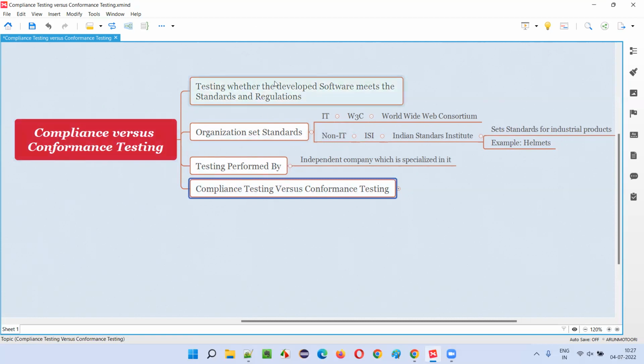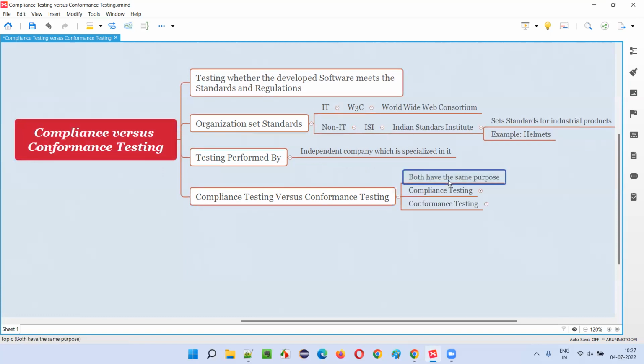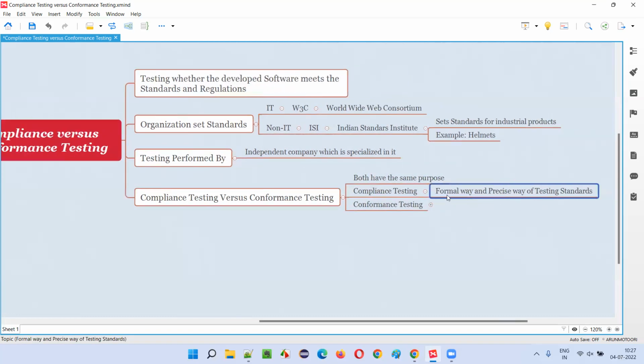Now the time has come. Now you understood what exactly standards and regulations are, and both have the same purpose. But what exactly is the difference between compliance testing and conformance testing? There is a small line. Both have the same purpose, but compliance testing is a formal and precise way of testing standards. That is a strict way. If you are doing compliance testing for checking whether the developed software is meeting the standards and requirements, it is a formal, strict process, and also precise, meaning very accurate. The results should be very accurate. How accurately the standards are followed is given importance.